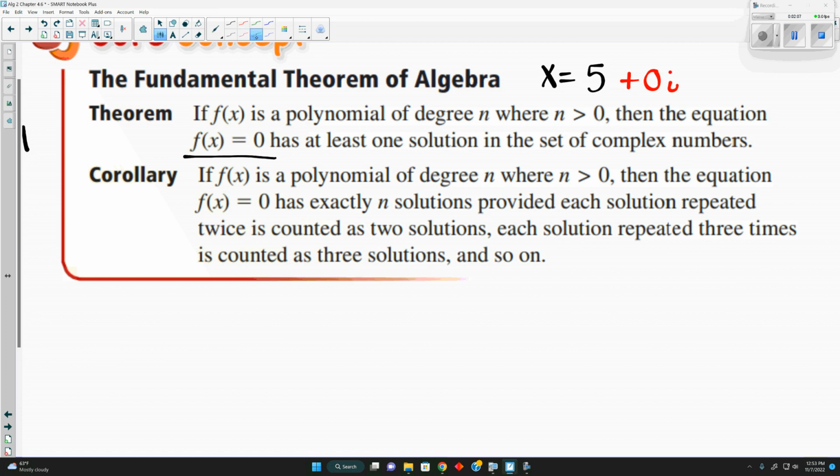Now, the more important thing comes from the corollary, what comes from the theorem itself. If f(x) is a polynomial of degree n, where n is greater than 0, then the equation f(x) equals 0 has exactly n solutions, provided each solution repeated twice is counted twice, each solution repeated 3 times is counted 3 times, and so on and so forth.